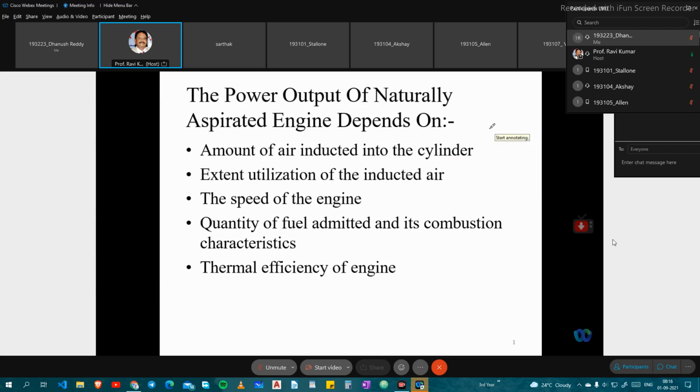Then there is the extent of utilization of the inducted air and the speed of the engine, because how much speed you are going, how much load, and how much acceleration you are giving all depend on your engine. And the quality of the fuel admitted affects the combustion characteristics. In the quality of the fuel, you have the cetane number and octane number, and the fuel should be without contamination. Good petrol or good diesel is required, with a very good cetane or octane number and good ratings.